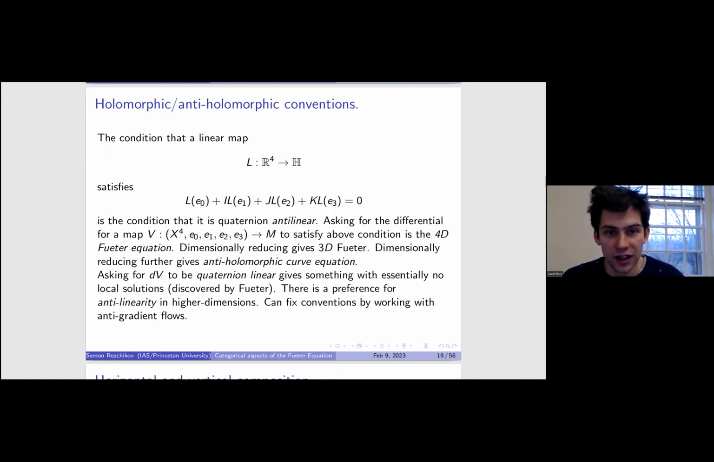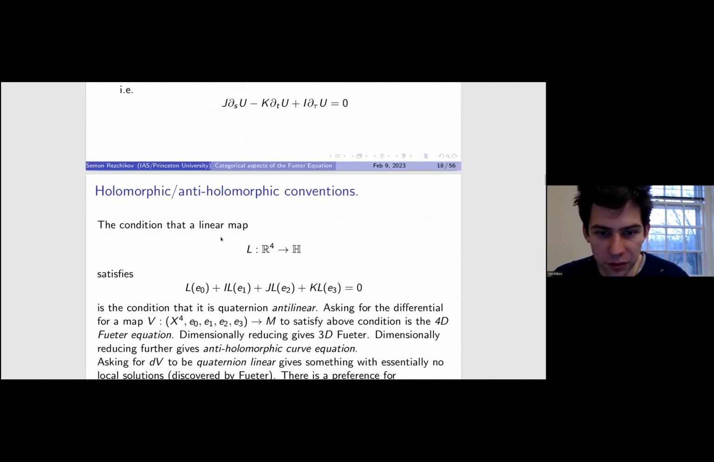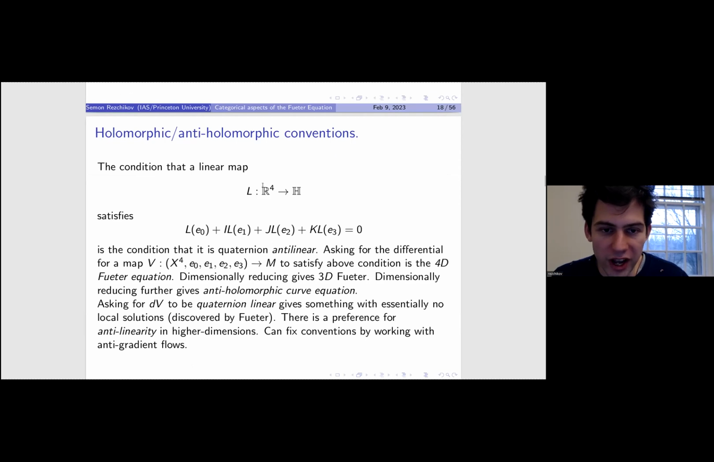One thing I want to say is a different way of thinking about where this equation comes from. What you want to ask is when a map from the quaternions to the quaternions is, well, you can ask for it to be quaternion linear, or you can try to ask for it to be quaternion antilinear, by which I mean the space of linear maps from R^4 to R^4n, you can decompose it into the quaternion linear maps, or its perpendicular.